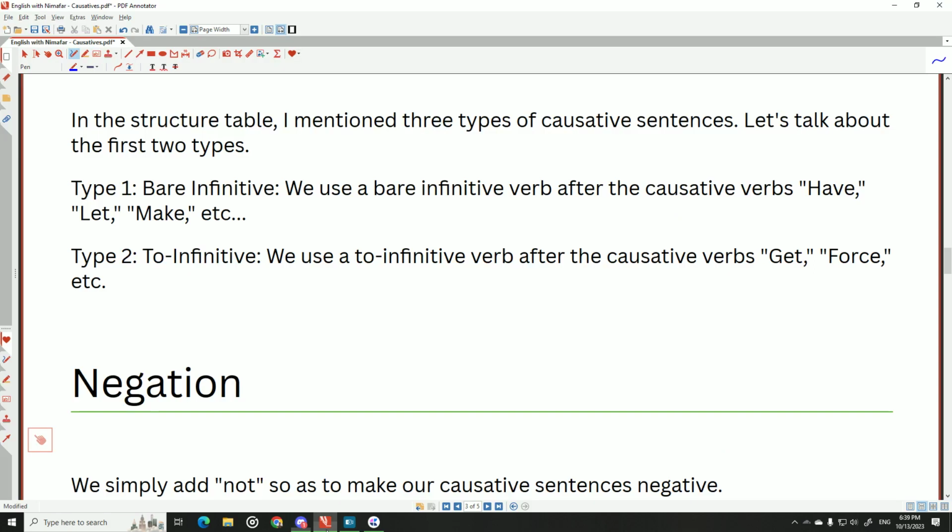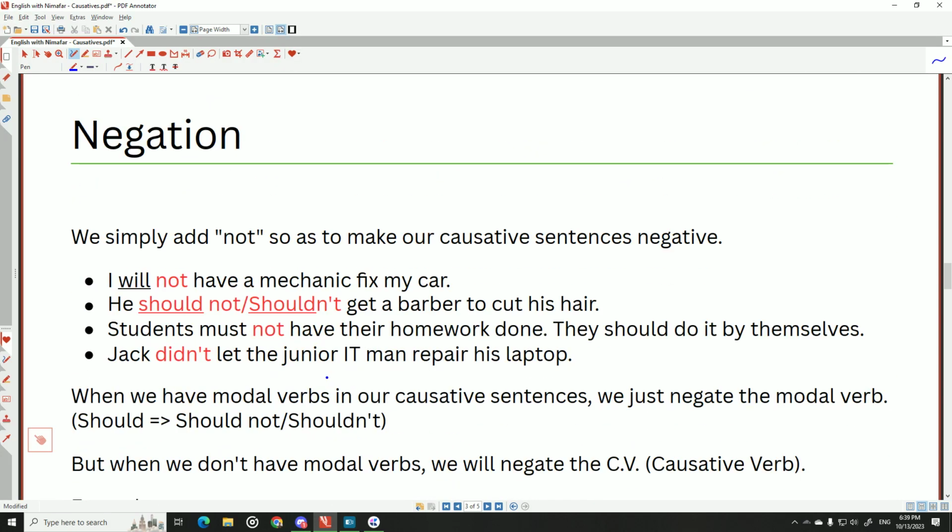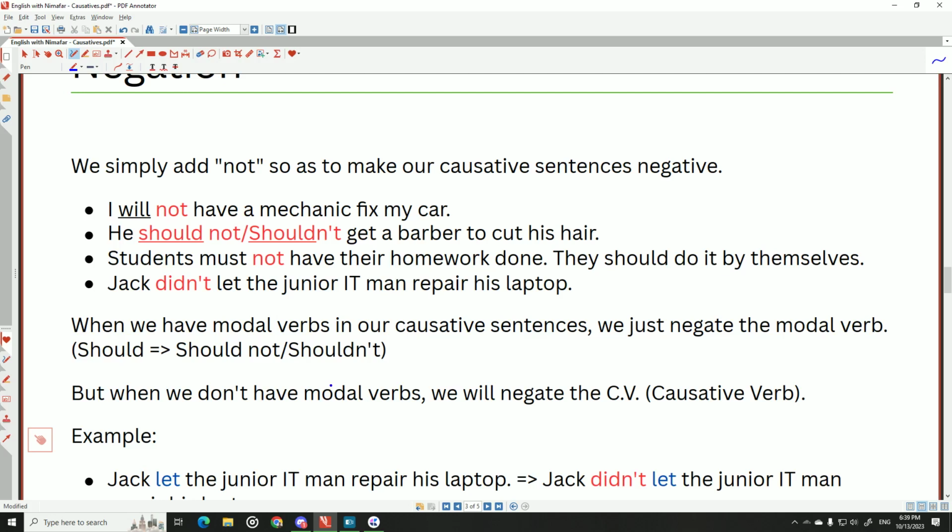So let's continue. Negation. Now you want to negate it. We use not, but we don't use not for this. We never say fix not. We use it here. If you have modal verbs: I will not have a mechanic, I won't, he should, he shouldn't, must not. But if you have just the base form, the CV, causative verb, for example, I have a mechanic, I don't have a mechanic. Jack let, Jack didn't let.